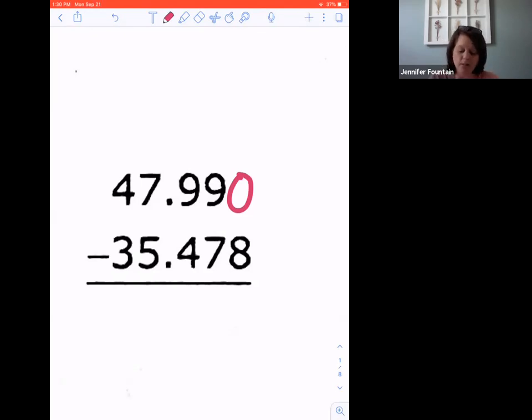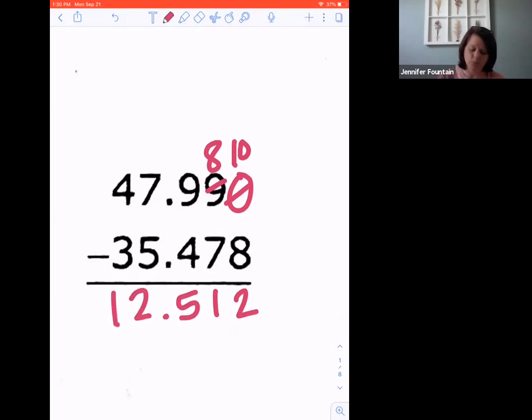Okay, so now I have 0 minus 8. I cannot do it. So 0, I'm going to borrow from the 9. It becomes an 8, and that becomes 10. So 10 minus 8 is 2. 8 minus 7 is 1. 9 minus 4 is 5. Put my decimal in. 7 minus 5 is 2. And 4 minus 3 is 1. So my answer is 12 and 512 hundredths. Any questions?